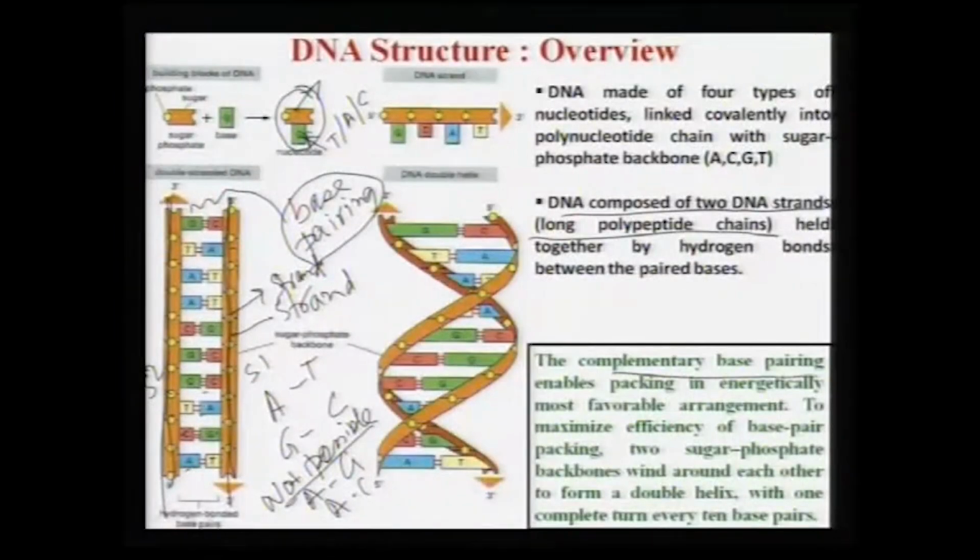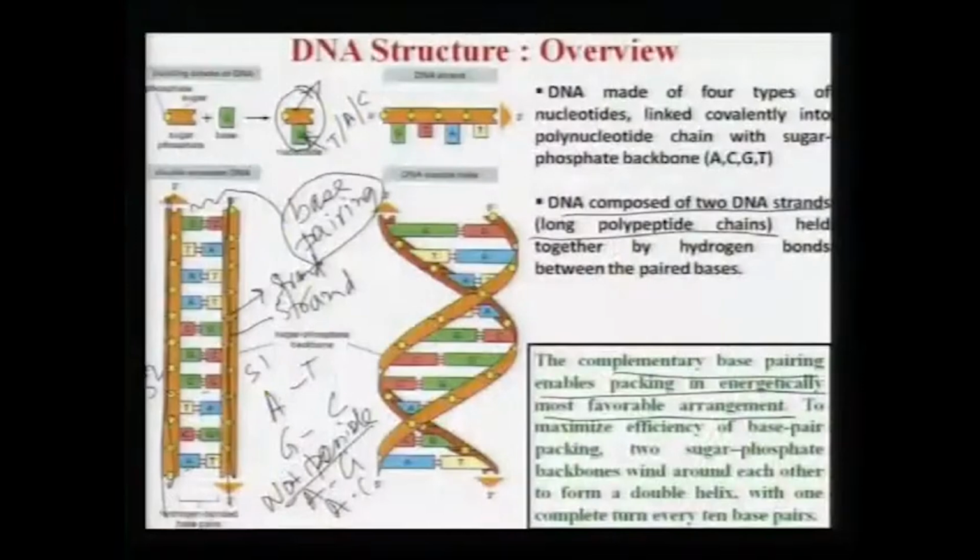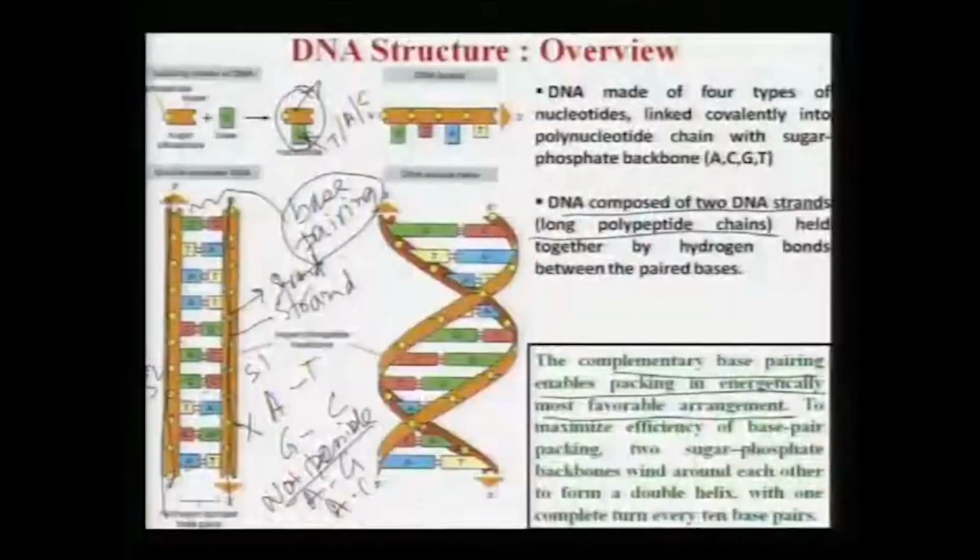Now, the second thing that is important here is that this complementary base pairing enables packing in energetically most favorable arrangements. Energetically most favorable arrangement means that for any stable structure, it has to minimize the total energy of the system, that is the law of nature, right. So, if these DNA molecules have this double helix kind of structure, then that has been biologically shown as the energetically most favorable structure. So, the DNA molecule's stable structure is not this one, but this one.